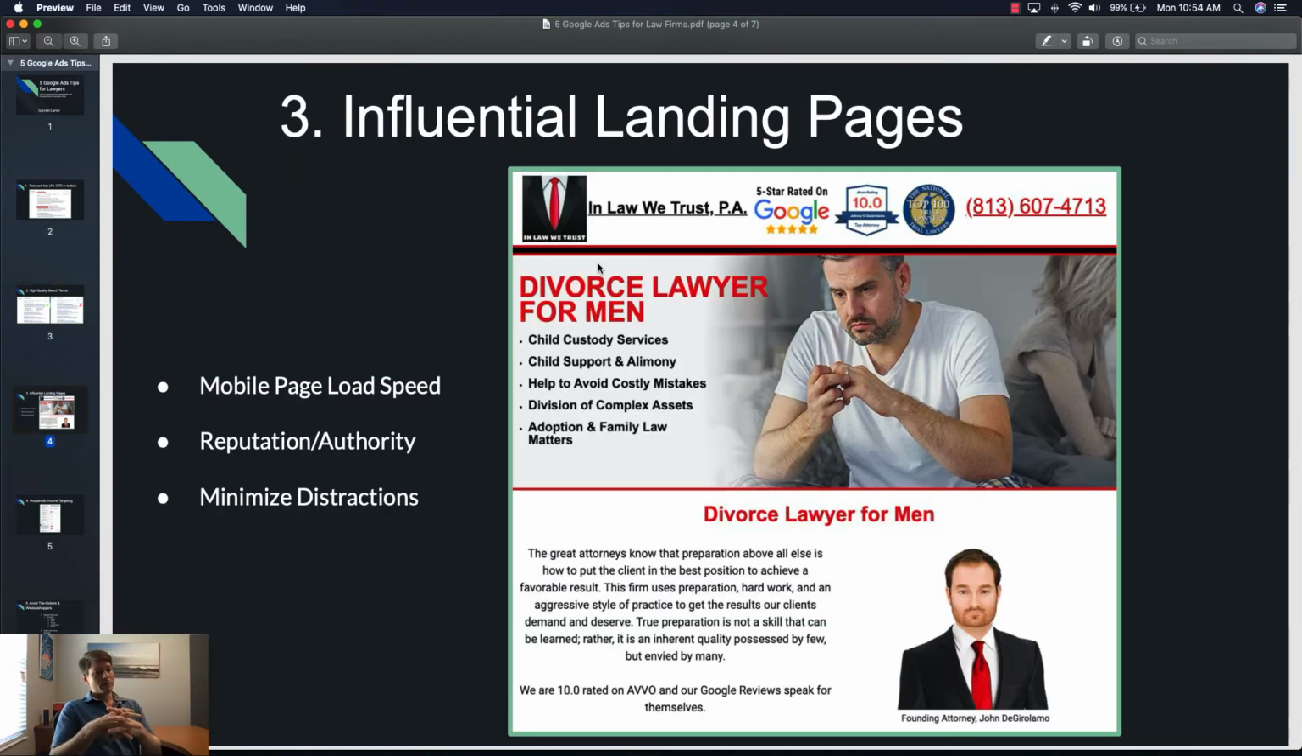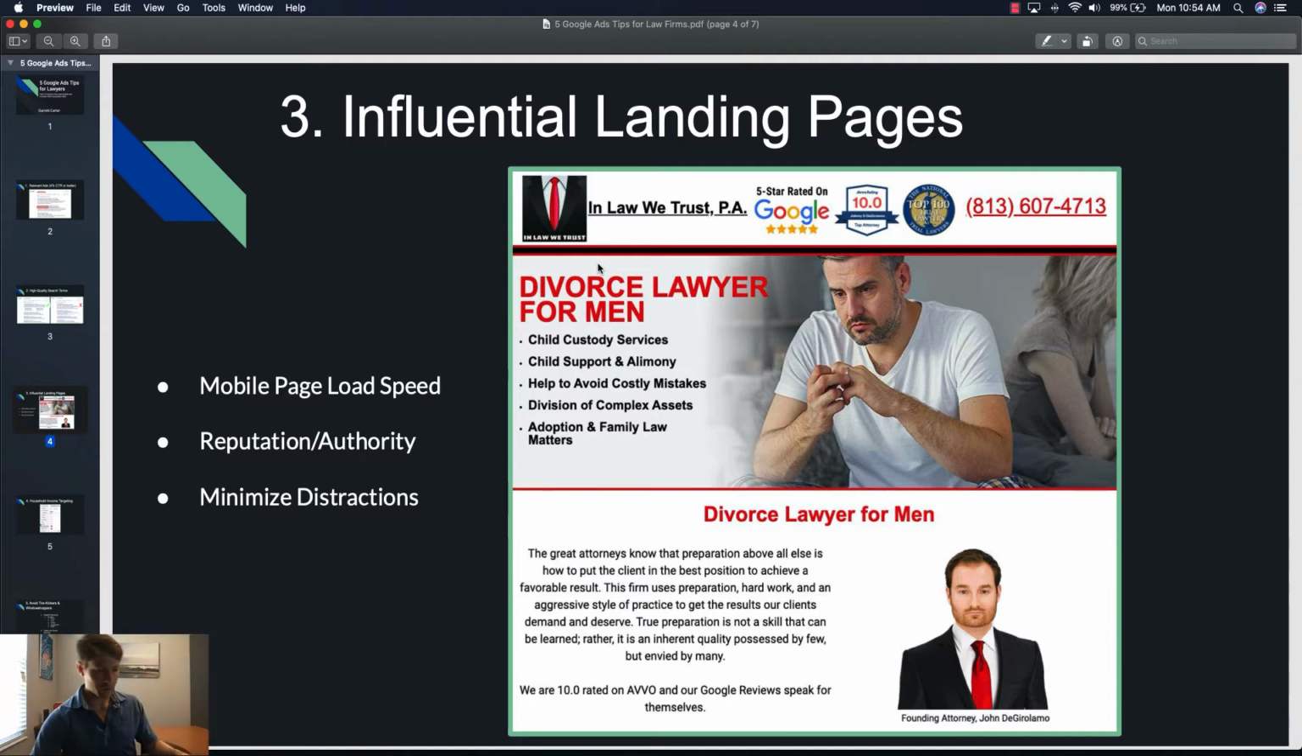So the third tip that I have is influential landing pages. Basically, this is highly important. You can lose a lot of money very quickly if you have bad landing pages. And the most important thing, most likely, that I've seen is mobile page load speed. I've seen some ugly looking landing pages, but they load really quickly and they convert well. So mobile page load speed is the most important thing.